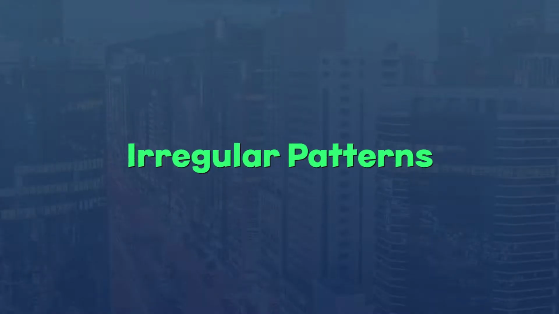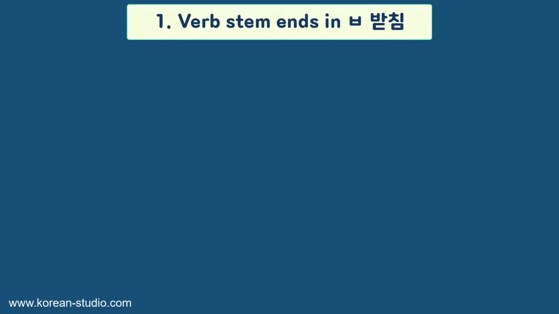Okay, so far we've looked at 3 main patterns of adding 아요 to verb stems and 4 patterns of adding 어요 to verb stems. Let's now move on and take a look at irregular patterns of changing verbs into present tense. Now, there are numerous irregular patterns we need to be aware of, so let's take a look at each one carefully. First, we have verb stems that end in 비읍 받침.